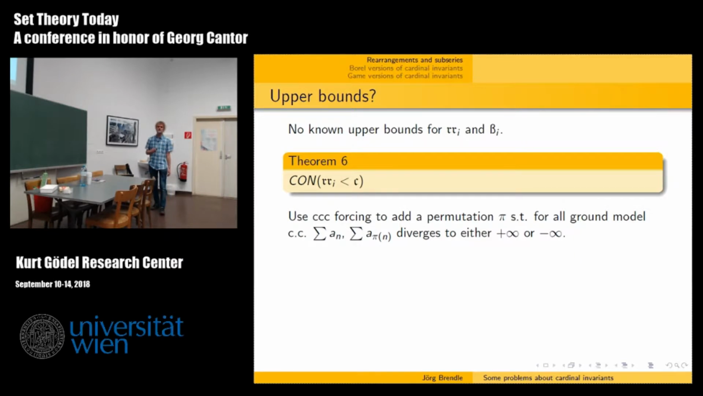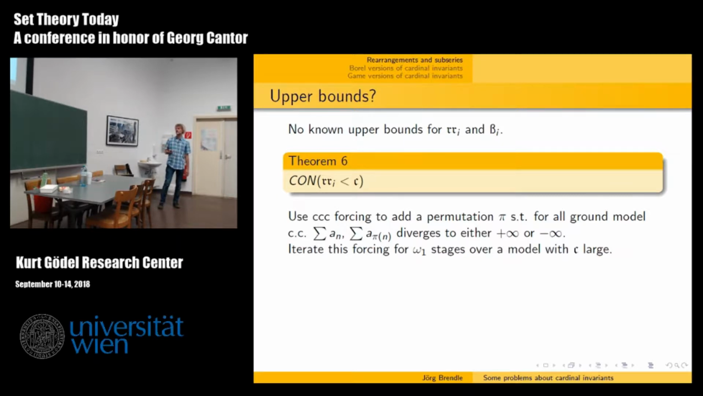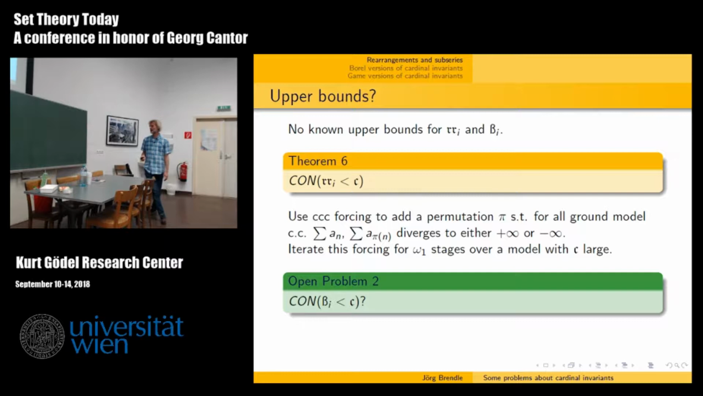And then once you have this forcing, you start with a model where the continuum is large, and you iterate this forcing for aleph_1 many steps, and then you get a model where this cardinal is aleph_1 and the continuum is still large. Fine, so this is easy. But what about having the other one, this cardinal less than continuum? I don't know how to do this, and it's actually not clear. It may also be simply that this is equal to continuum, but we don't have a proof for either. We don't have a proof it's equal to continuum, we don't have a consistency proof.